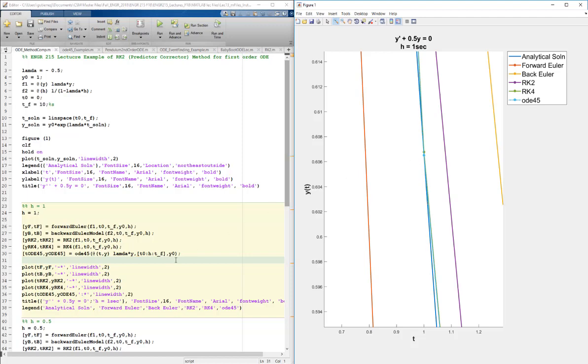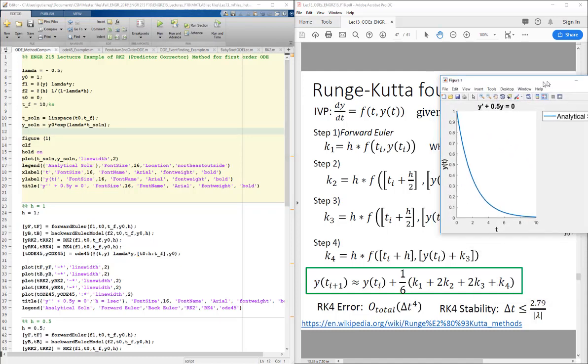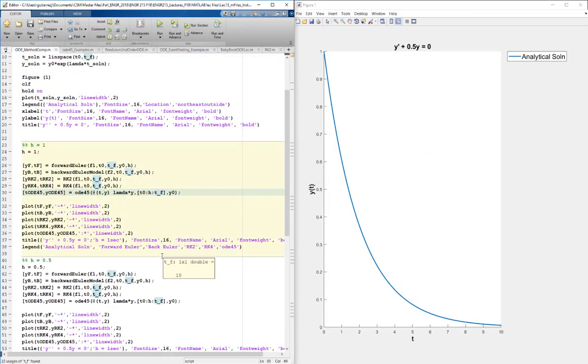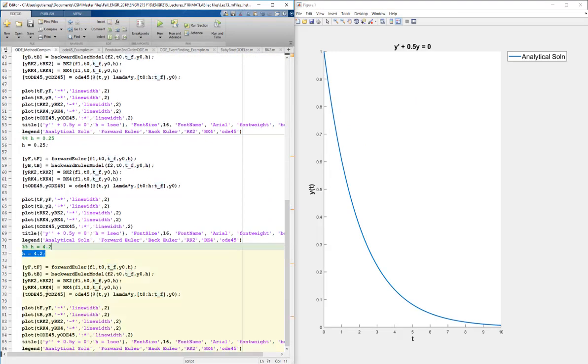It's slightly different, and in fact, we won't even be able to probe this difference until we use a large time step. So let's take a much larger time step, a time step of 4.2. We expect that forward Euler and RK2 should be unstable. RK4 should be stable but have an error, and we'll see how it compares to our RK45, which is ODE45. It's 4.5 because it's a Runge-Kutta 4.5 method. So let's run this section.